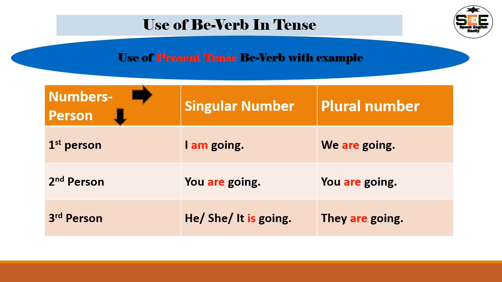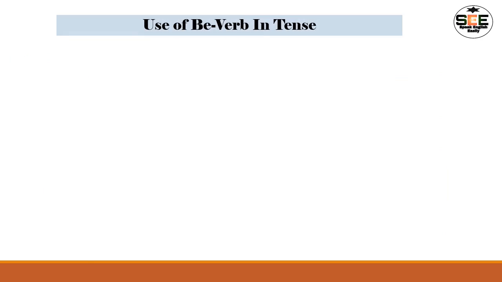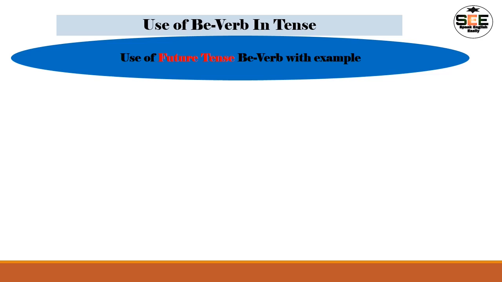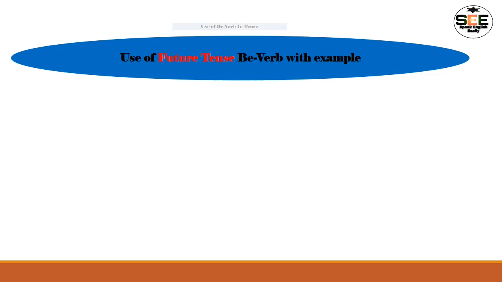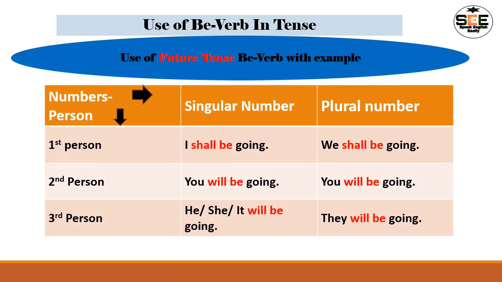Next is future tense, and it is use of future tense be-verb with example, right? So next it is showing here numbers with the arrow marks, singular number, and it is plural number, and with this arrow mark downwards it's showing person, first person, second person, and third person. So first of all, first person in future tense in singular number, I shall be going, and first person plural number in future tense, we shall be going.